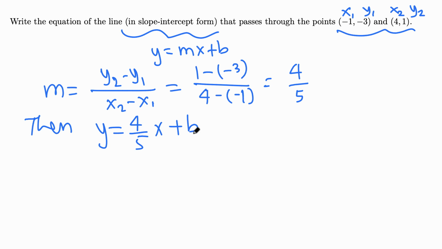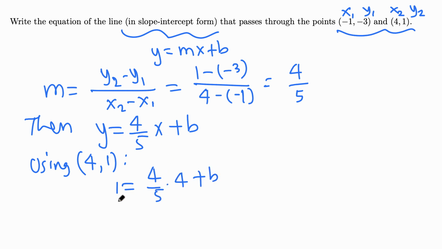Now b is missing, for that we can use one of these 2 points. Let's use (4, 1). Using (4, 1), we could have used (-1, -3) as well. So x is 4, y is 1. So 1 equals 4/5 times x, which is 4, plus b. So 1 equals 4/5 times 4. 4 times 4, 16/5, because there is no cancellation.